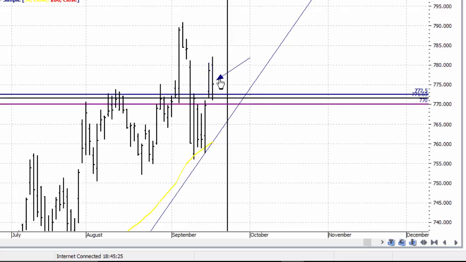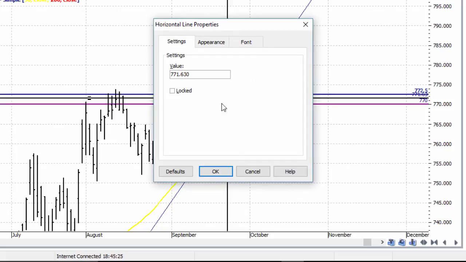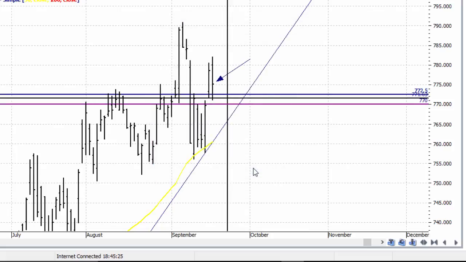Here's where the current price is. It's marked by that little point that's sticking out to the right of this bar chart. So you can see that means I've got a bit more room for the stock to move around and even come down to this level of 771.63 before I really start to worry.